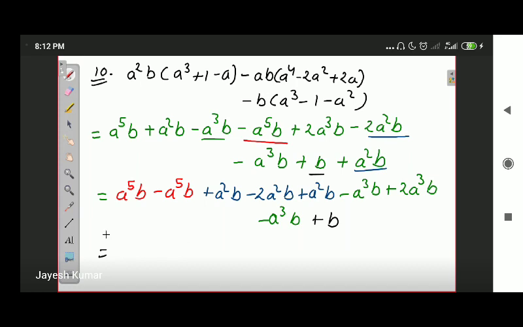Now I will write the simplified form. These two are subtracted resulting to the 0. These three are subtracted resulting to the 0. These three are subtracted resulting to the 0. So your final answer is just b.